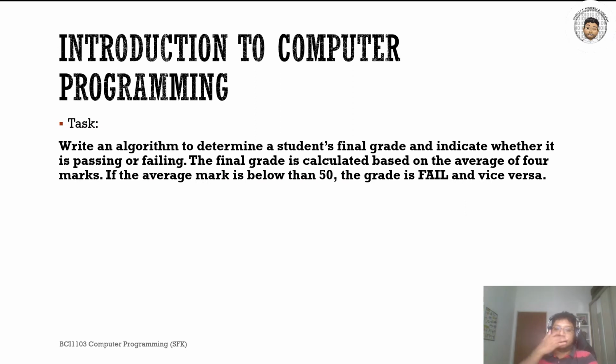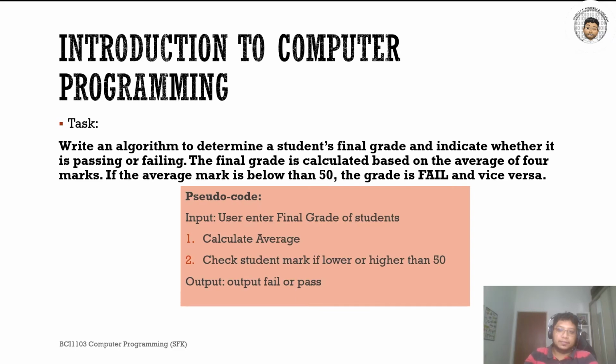This is another example: write an algorithm to determine a student's final grade and indicate whether it is passing or failing. The final grade is calculated based on the average of 4 marks. If the average is below 50, the grade is fail. So what kind of pseudocode should we create for this one?